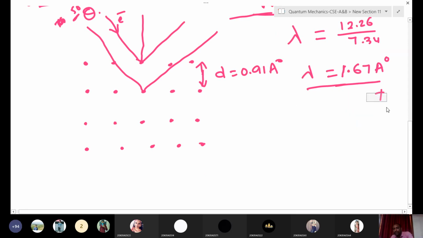Has anybody seen a grating while doing optical measurements? Have you seen a grating? No, no. I think in this semester you will do the experiment.